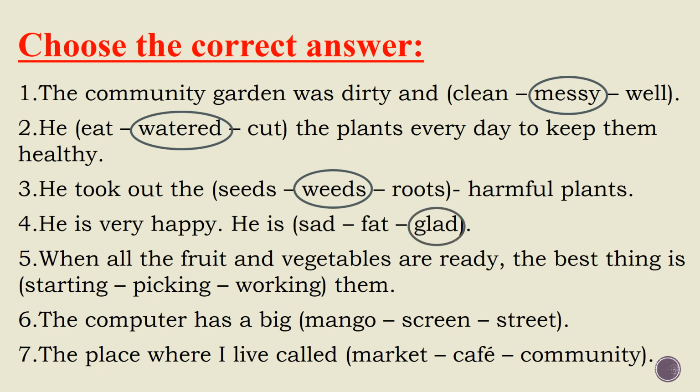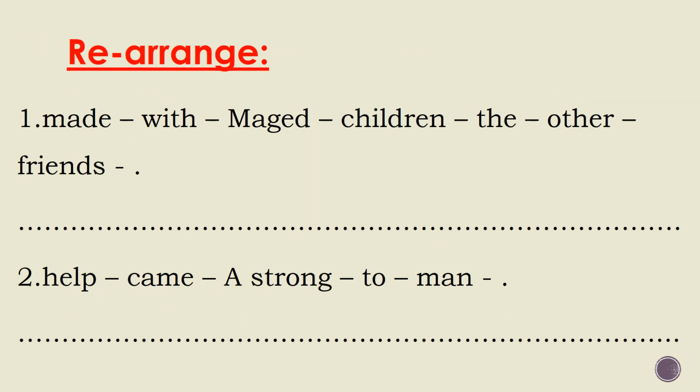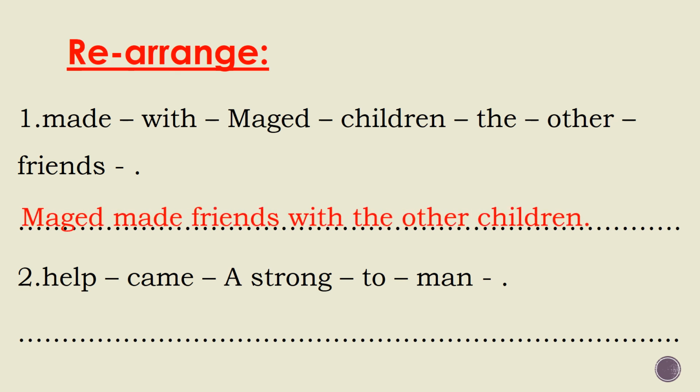When all the fruits and vegetables are ready, the best thing is picking them. The computer has a big screen, of course. The place where I live is called a community. Here I have to rearrange. Maggot made friends with the other children. A strong man came to help.